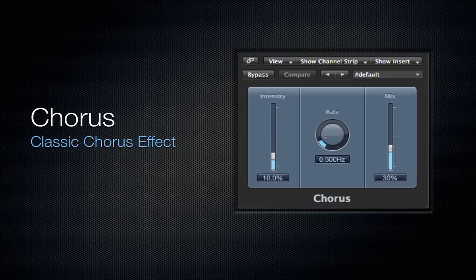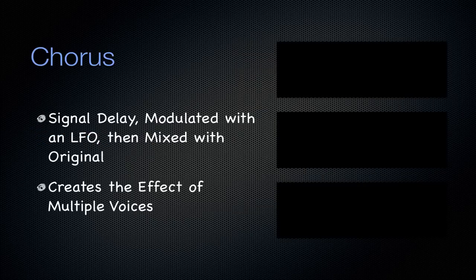Next is going to be the chorus effect. It's going to be your classic chorus effect. What is chorus? It's a signal delay modulated with an LFO then mixed with the original, and it creates the effect of multiple voices. So what can we do with this chorus effect? I find myself using it a lot of the time on background vocals, because you can take a single voiced vocal line and you can create multiple voices out of this one. If you combine this with reverb, you can get almost a choir effect that's in the background, backing up your main vocal line. Very, very powerful to create a very wide sound, especially with your background vocals.